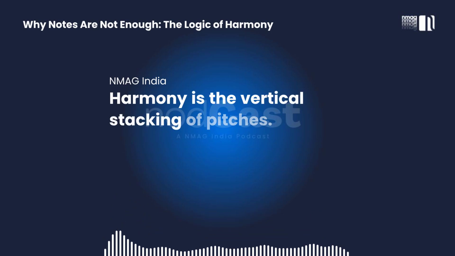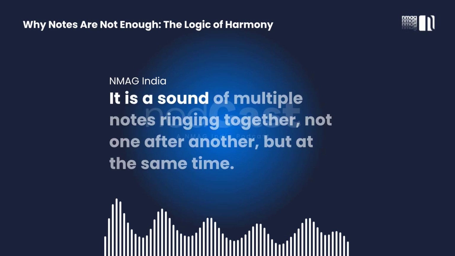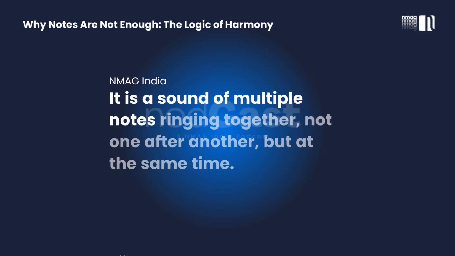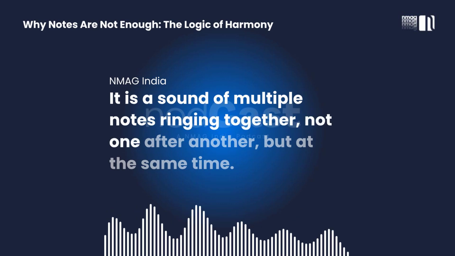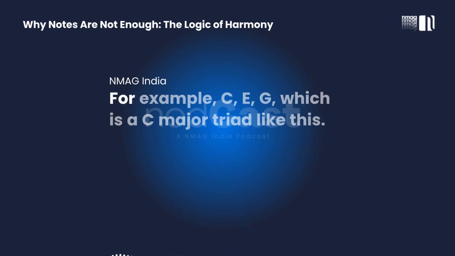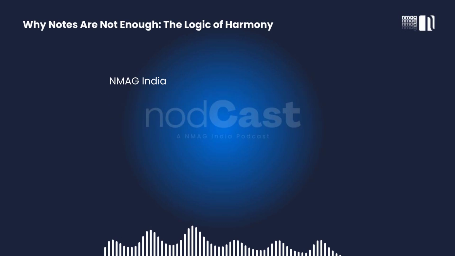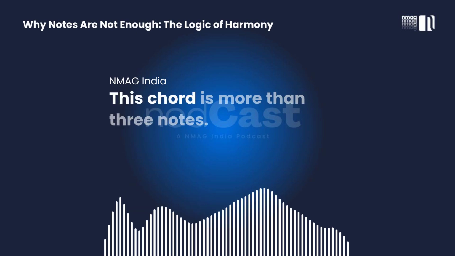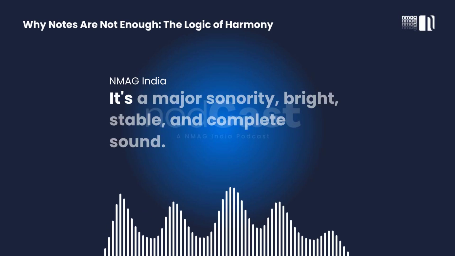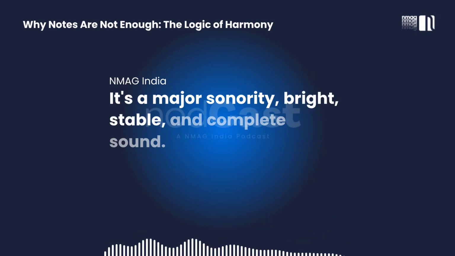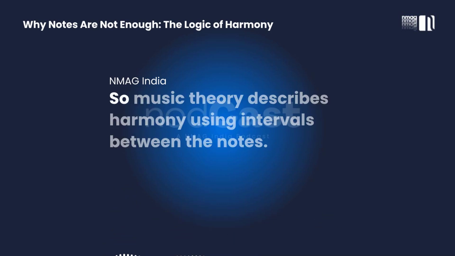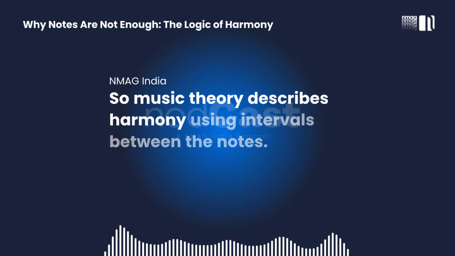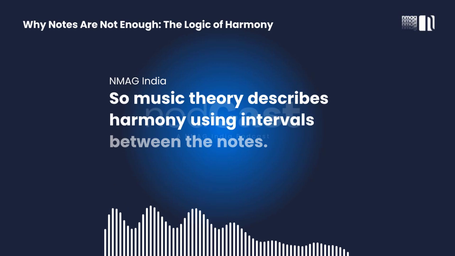Harmony is the vertical stacking of pitches. It is the sound of multiple notes ringing together, not one after another, but at the same time. For example, C E G, which is a C major triad, like this. This chord is more than three notes. It's a major sonority, bright, stable, and complete sound.